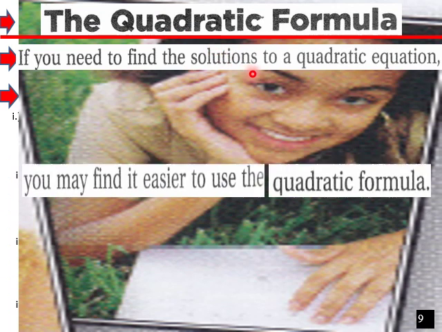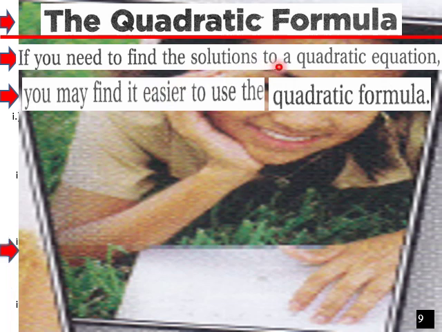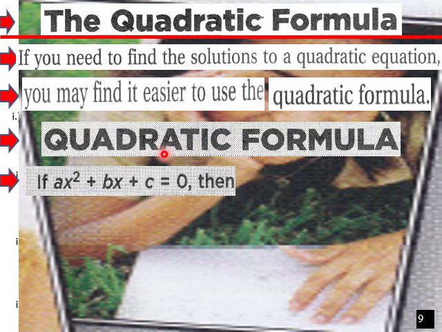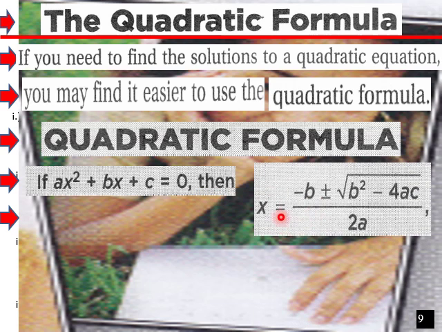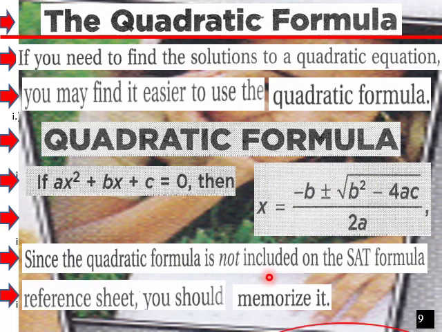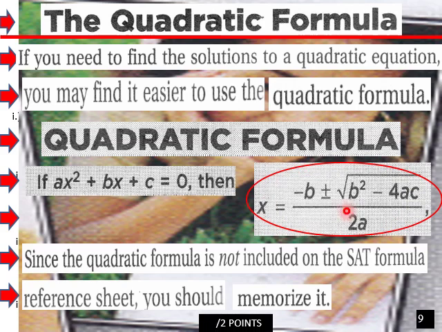Now, the quadratic formula. If you need to find a solution to a quadratic equation, you may find it easier to use the quadratic formula. For ax squared plus bx plus c equals 0, x equals negative b plus or minus the square root of b squared minus 4ac, all over 2a. Here is your quadratic formula. This is important. Since the quadratic formula is not included in the SAT formula reference sheet, you should memorize this. You need to memorize this.